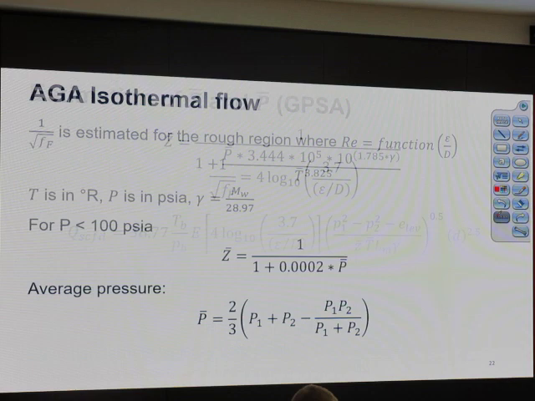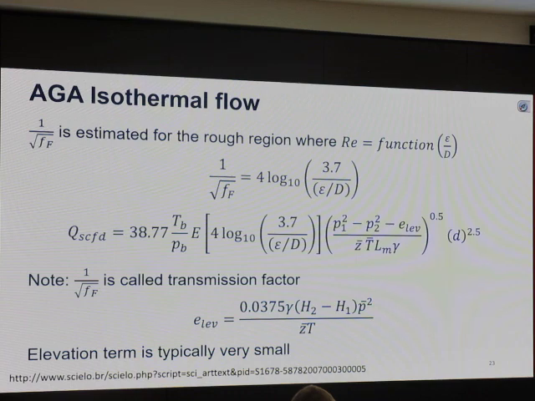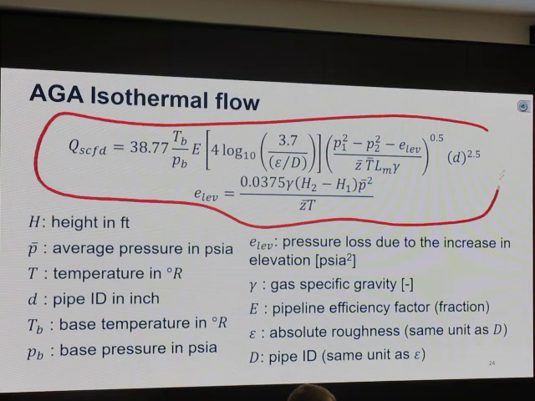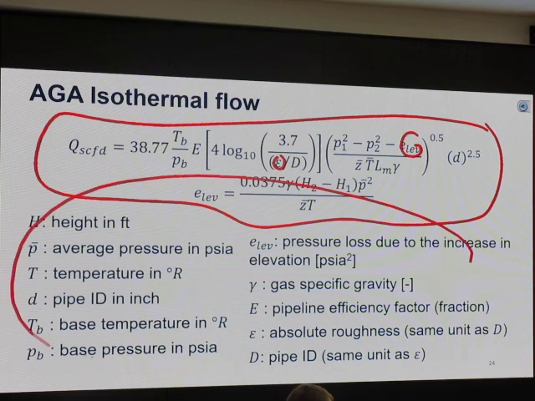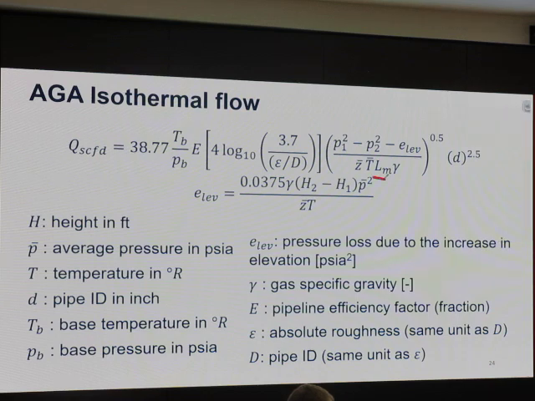AGA isothermal flow. We have the final equation with some simplification. The final one is this. It already has the roughness term and the elevation term. It spells out all the units. You can use this, and L sub m is length in miles.